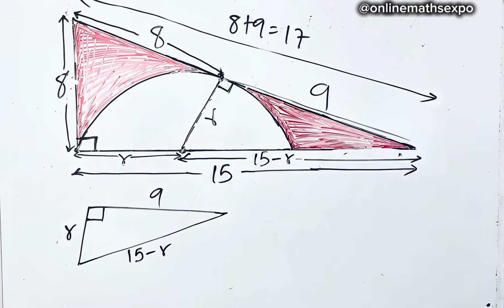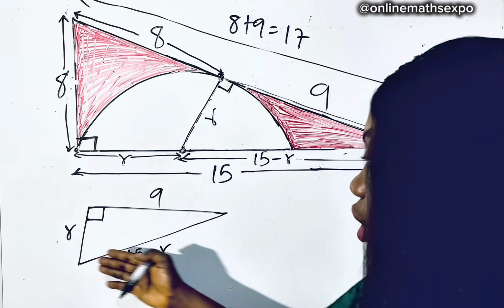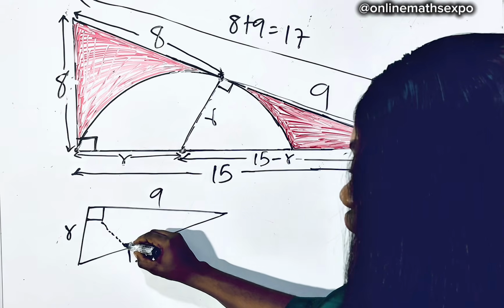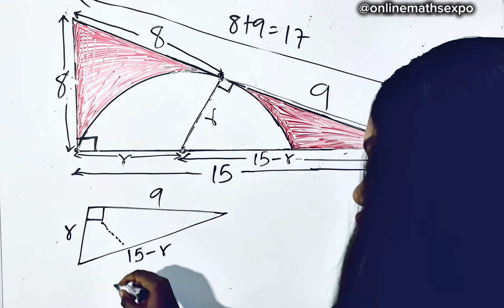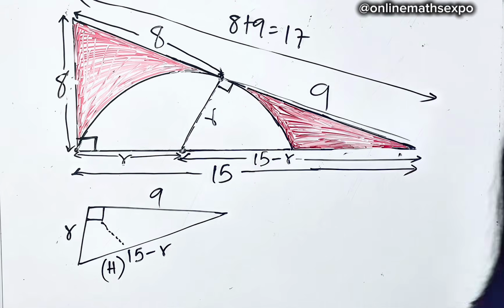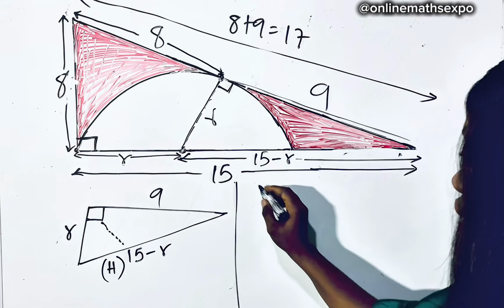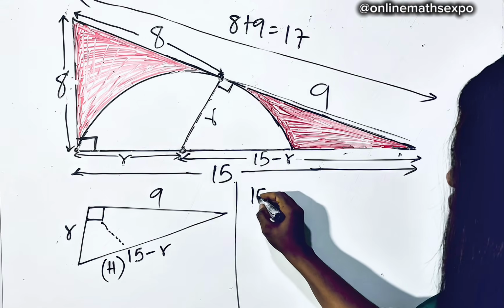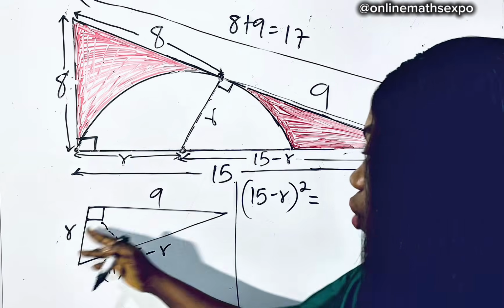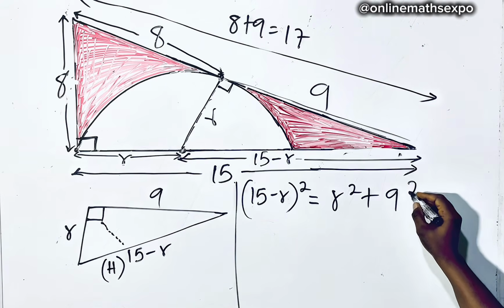Now, what do we do next? Still use your Pythagorean theorem, because you see we are working with sides of a right triangle. Remember that the side opposite to the right angle is always the longest side, which is the hypotenuse. So quickly square it, and we now have (15 minus r) squared is equal to the square of the two legs summed, so we have r squared plus 9 squared.